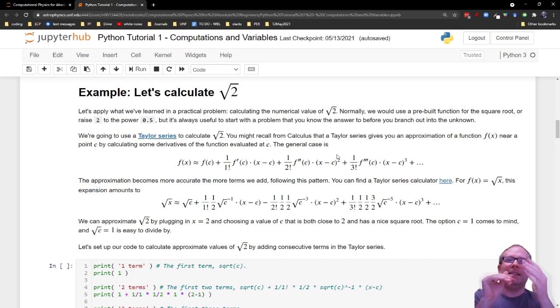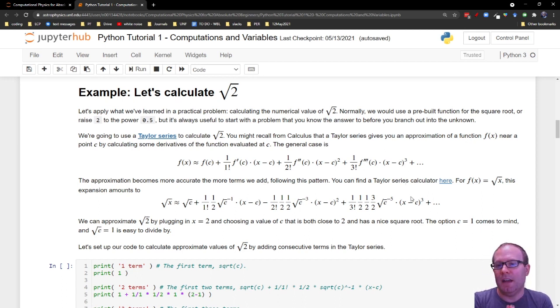Remember, c is the point that you're expanding the Taylor series around. So that's your central point that you start at. And then x is the point near c that you're trying to investigate. And so you might see x minus c gets a linear term, then a square term, then a third term. So all the numbers match up, right? It's 2 factorial, second derivative, second power, third factorial, third derivative, third power, etc.